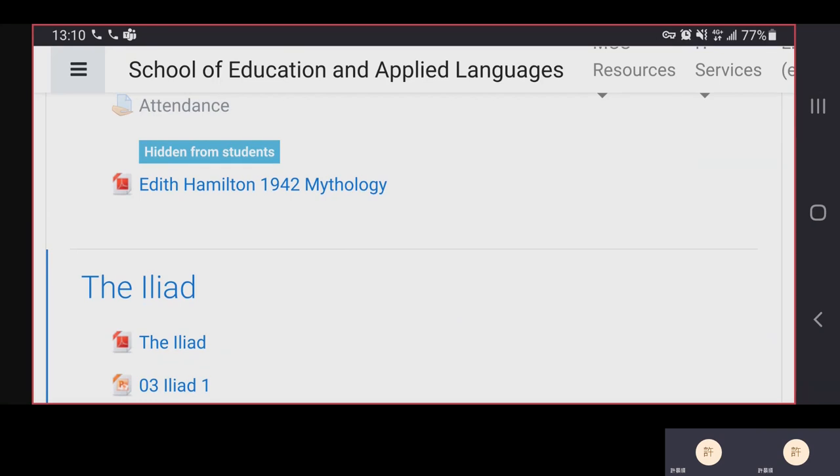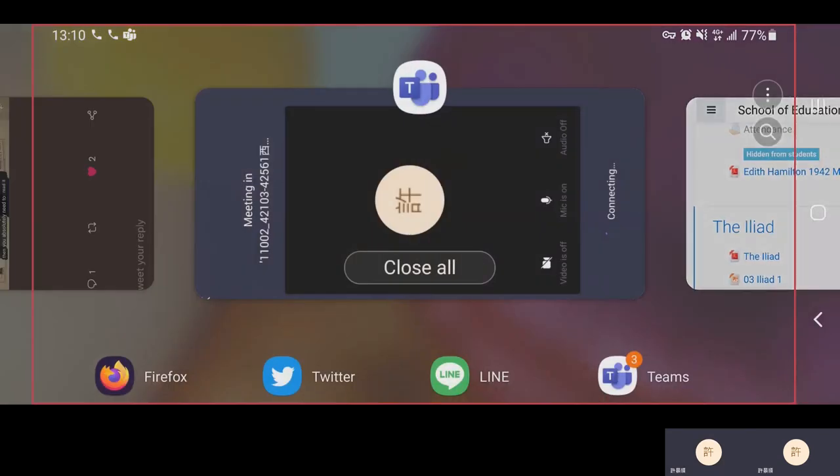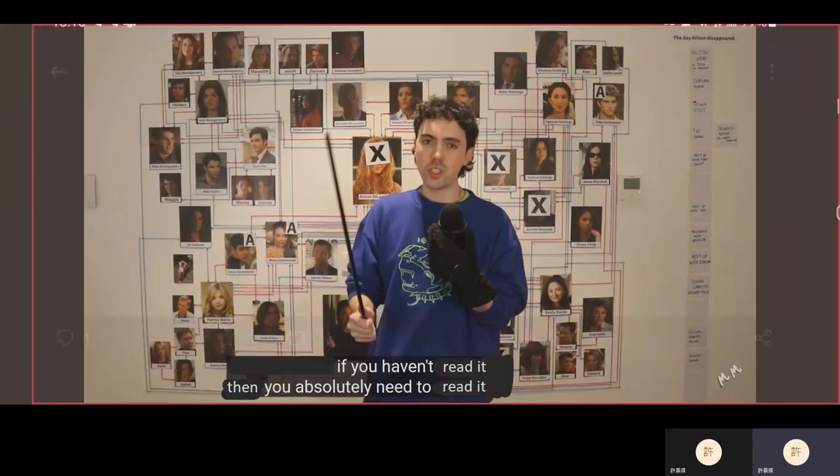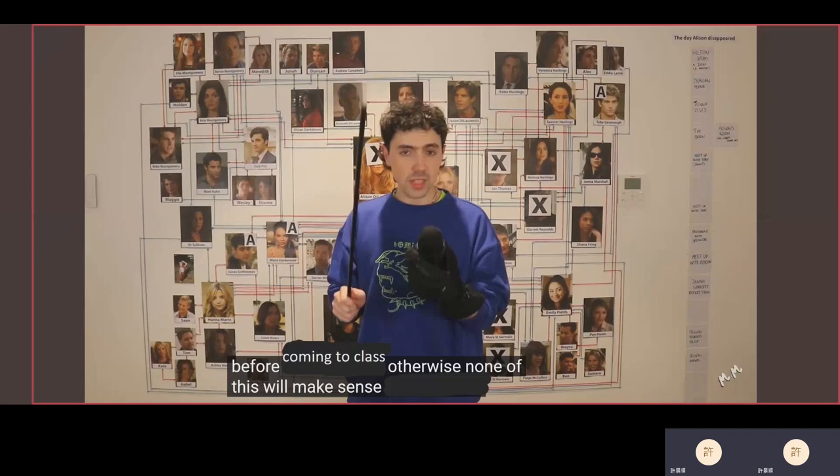Also, for the Metamorphoses by Ovid, all of those Greek myths and legends, gods and goddesses, everything is in this book. So if you're lost and you need to find out what's going on, you can check this book. And this is where I should warn you. As this YouTuber says, if you haven't read what we're doing in class, you absolutely need to read it before coming to class. Otherwise, none of this will make sense. So please do the reading before coming to class.